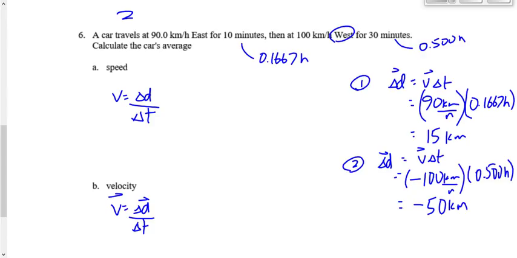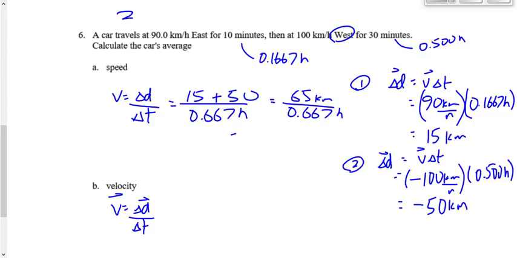Okay, let's get speed now. Distance over time. What was my distance traveled here? My total distance traveled, 65. 15 plus 50 gives me 65. Over my time interval of 40 minutes, which is 0.667 hours. 65 divided by 0.667, what does that work out to be? 97.5? 98?